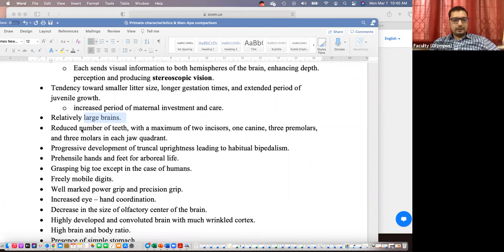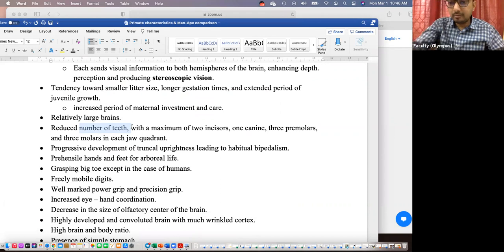And you notice that there's a reduction in the number of teeth. The type and number of teeth has changed from those animals to primates. Reduction in number of teeth.